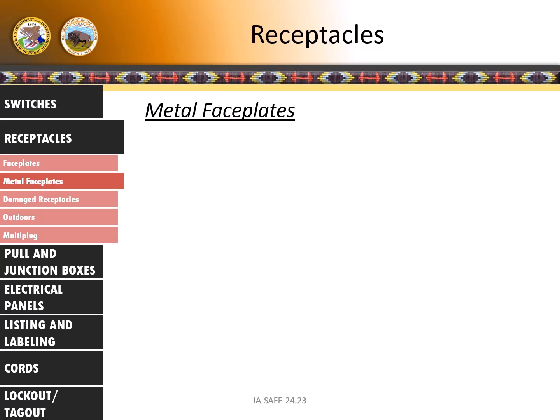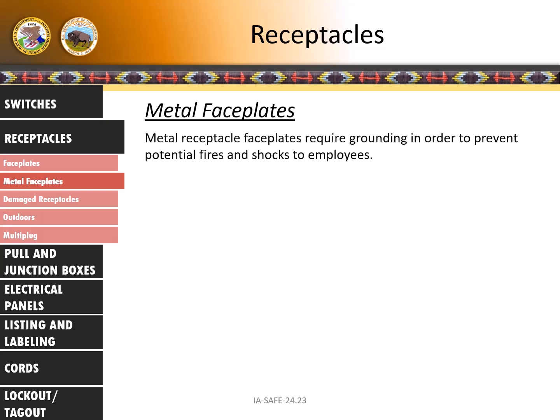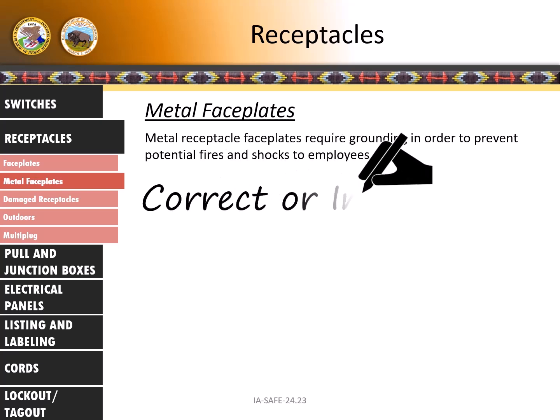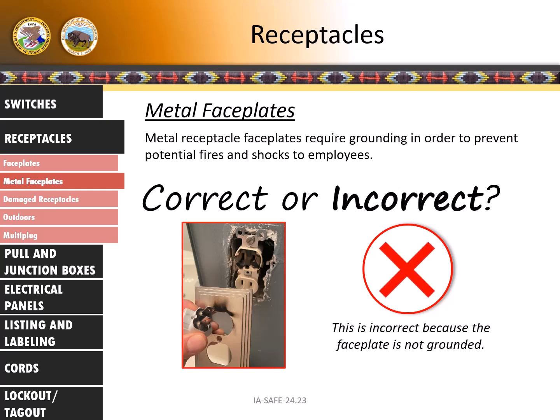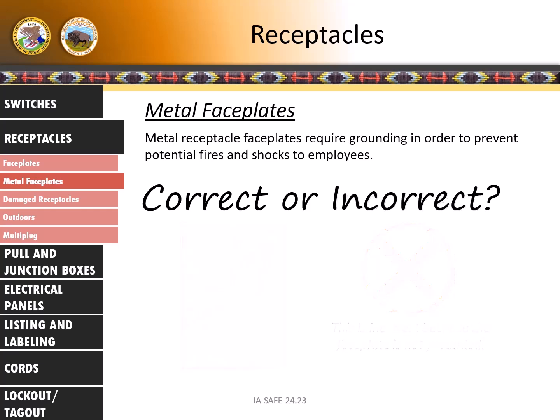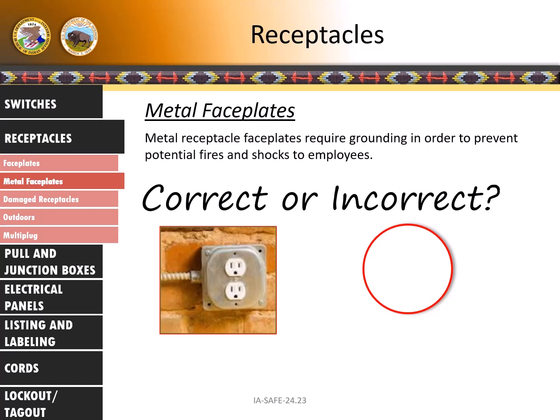Metal faceplates. Metal receptacle faceplates require grounding in order to prevent potential fires and shocks to employees. Is this example correct or incorrect? This is incorrect because the faceplate is not grounded. Is this example correct or incorrect? This is an example of a correct installation.